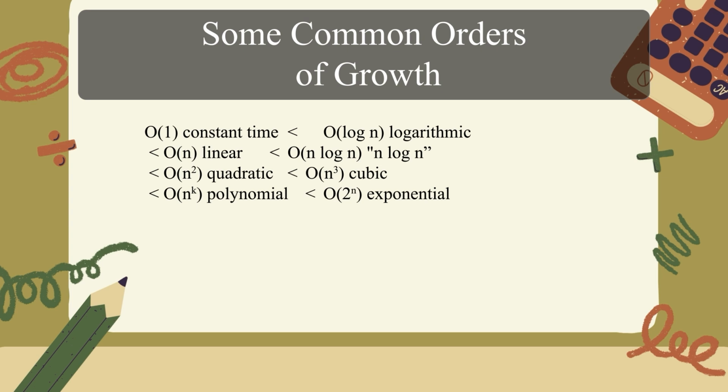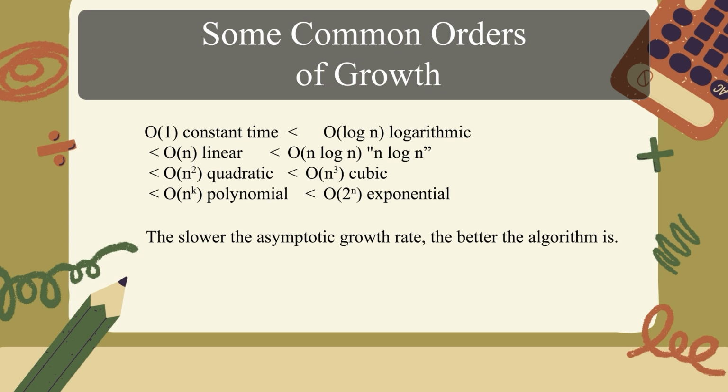It is less than order n log n, which is once again less than order n square, which is quadratic, which is less than order n cube, which is called cubic, which is less than order n to the power k, which is called polynomial, and these all are less than order 2 to the power n, which is called exponential time complexity. The slower the asymptotic growth rate, the better the algorithm is. So, we want to develop algorithms in linear time, logarithmic time, or n log n or quadratic time, right? That is our normal situation.